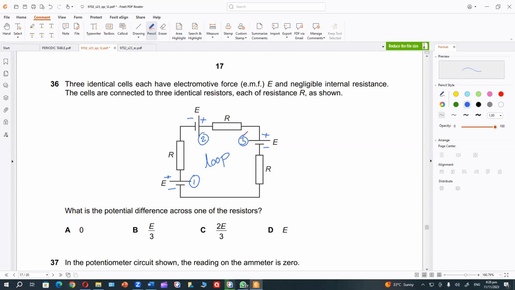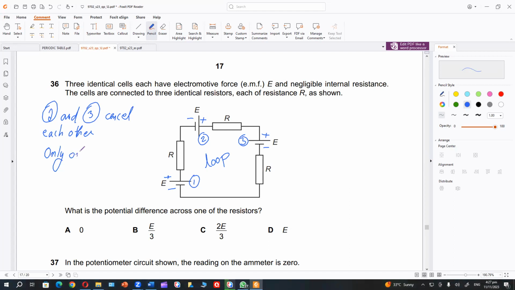Do you think 1 and 2 are cancelling each other or 1 or 2 are in the line? 1 and 2 won't cancel each other. And 2 and 3 are cancelling each other. Yeah. So 2 and 3 cancel each other.